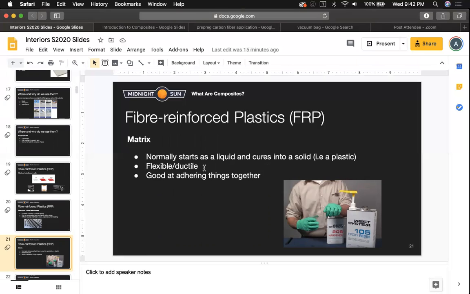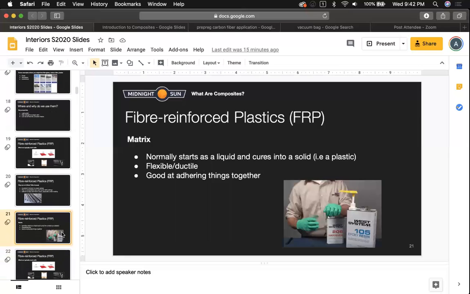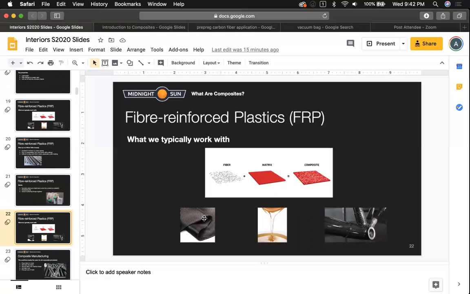And in general, plastics, as you know, are quite flexible, quite ductile, and really good at sticking things together. Because of these properties combining, you can combine these two things to get a quite durable or lightweight piece of material that utilizes both of these properties together.